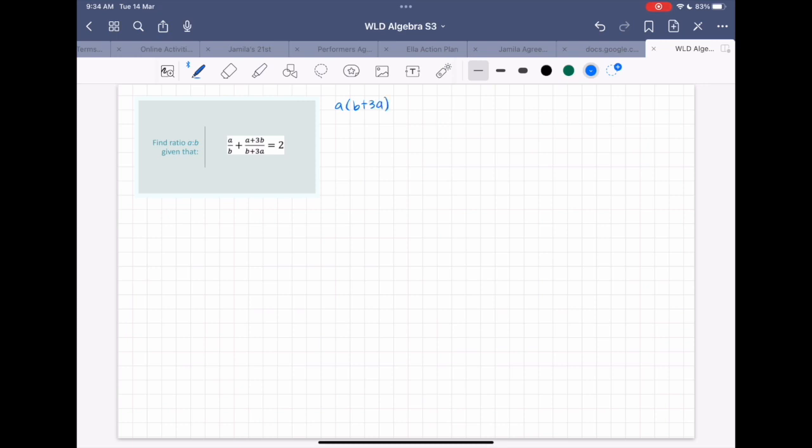So this is what we've got. Quite simply just multiplying. Equal to 2. We then want to expand this. And we can simplify this.